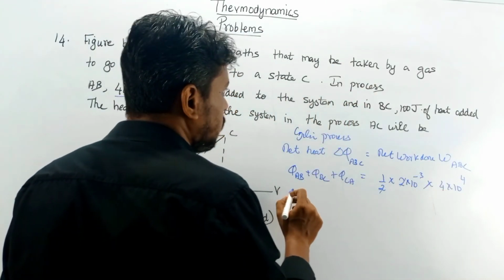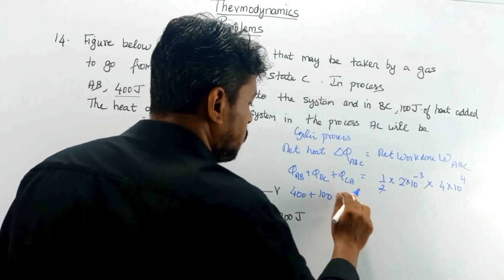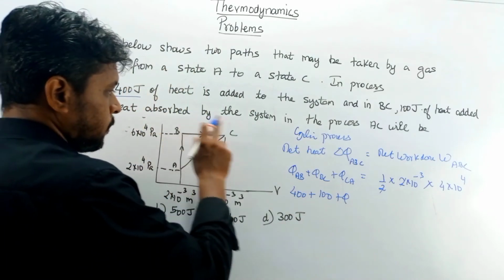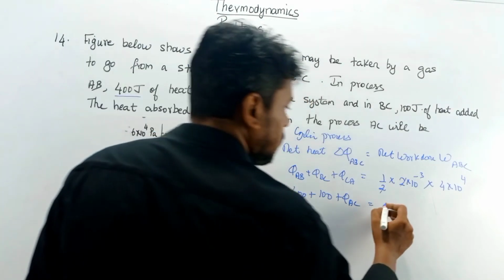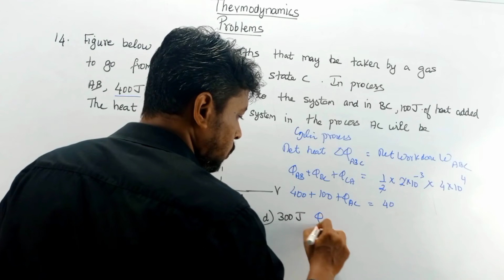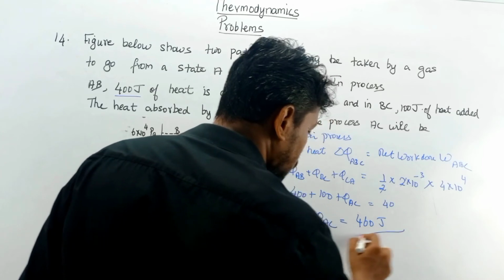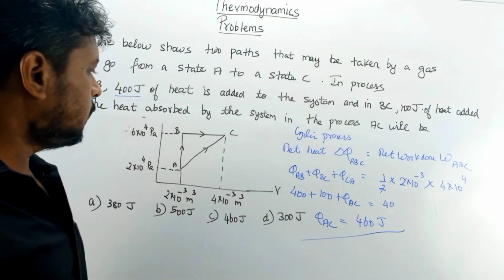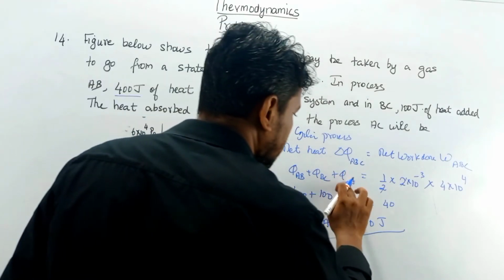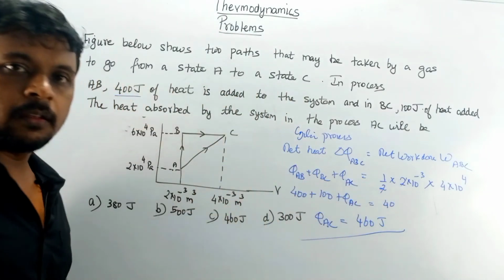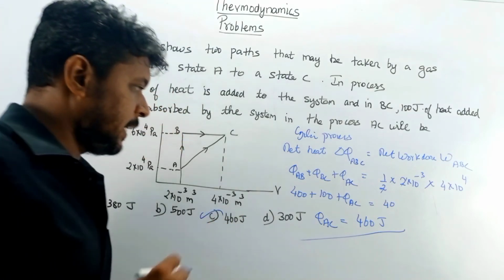So here you know that the value of QAB is equal to 400 and QBC is 100, plus QCA, this is equal to 40. Okay, so from this QAC will be equal to 500 minus 40, that will be equal to 460 joules. So QAC is equal to 460 joules. Okay, so it is AC. So option C will be the right answer.